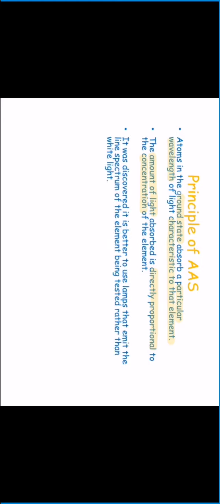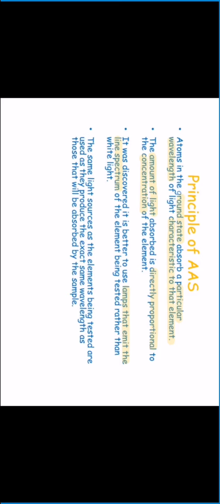Scientists don't tend to use white light in atomic absorption spectroscopy. Instead, they use lamps that emit the line spectrum of a particular element. For example, a sodium lamp would be used to measure the amount of sodium present in a particular gas sample.